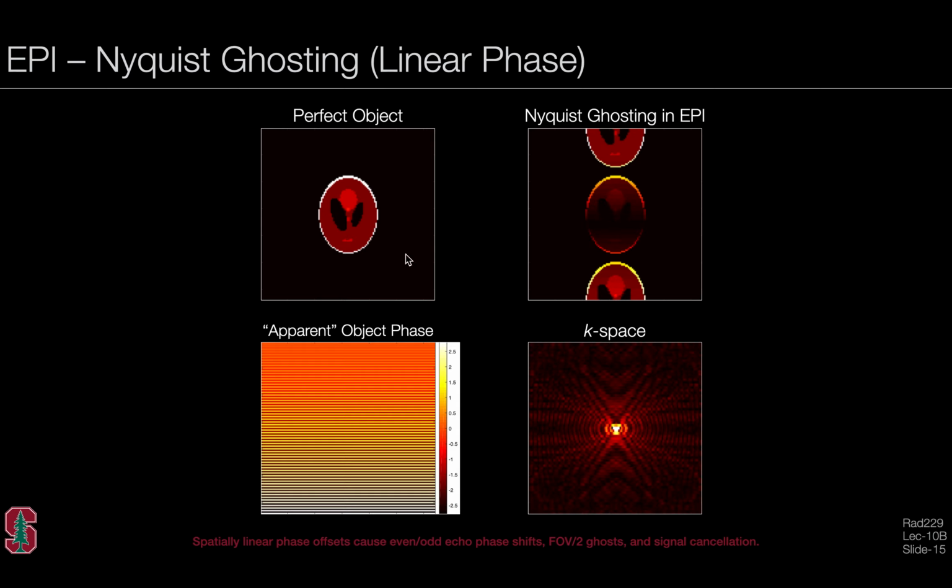So here again we have a perfect object, we have some background phase, but the background phase between the even and odd echoes is ever increasing over space. And this leads to a different kind of Nyquist ghosting, where you can actually see that indeed you have this field of view over 2 aliasing, but there's also some phase interference that can lead to signal dropouts as well. And so both these constant phase and linear phase effects lead to ghosting artifacts, but of slightly different appearance.